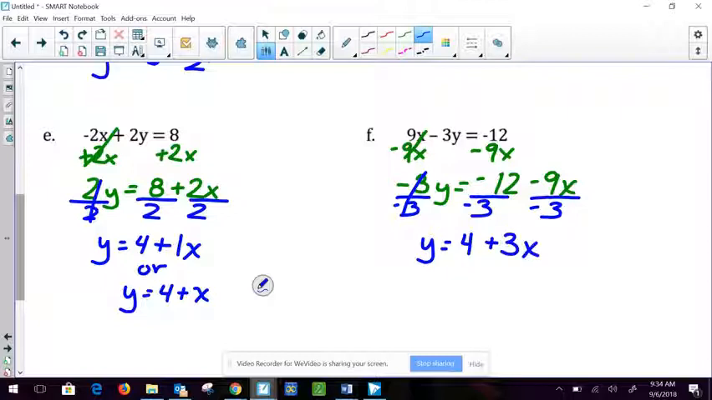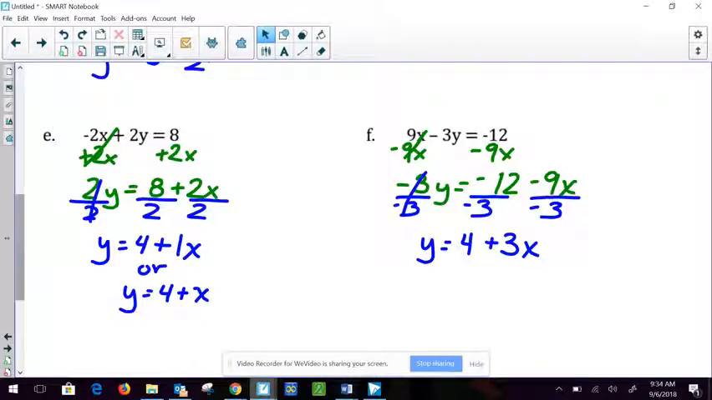Welcome back. So looking at letter E, the first thing I had to do was add that 2x over. Then I ended up with 2y equals 8 plus 2x. From there, I recognized that there was a 2 attached to the y, so I divided every single term by that 2. So my final answer was y is equal to 4 plus 1x.